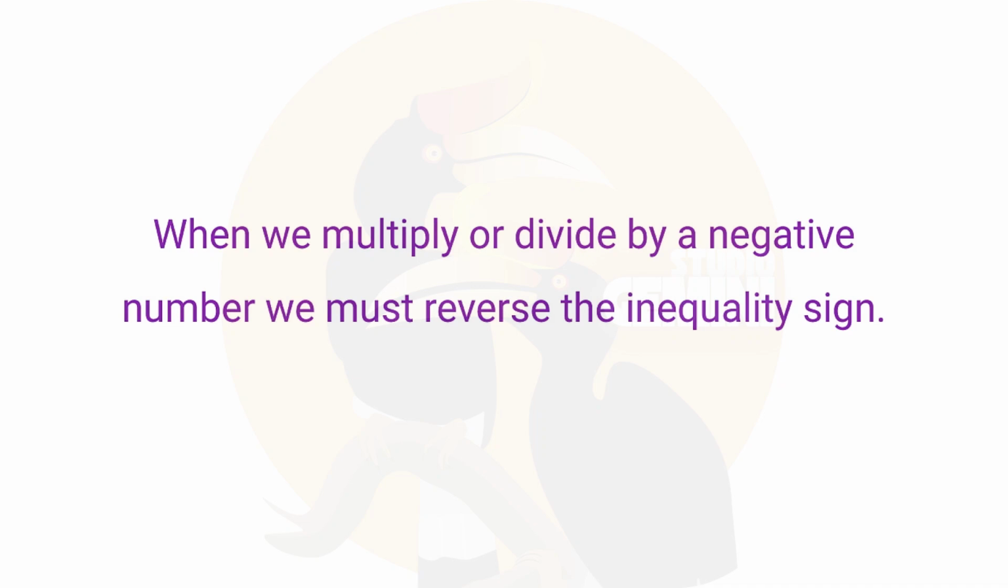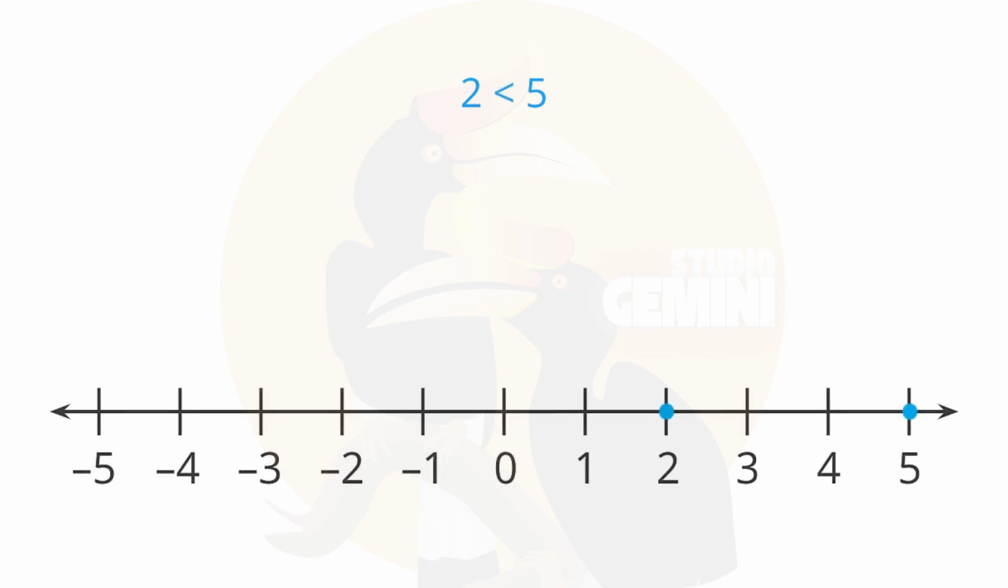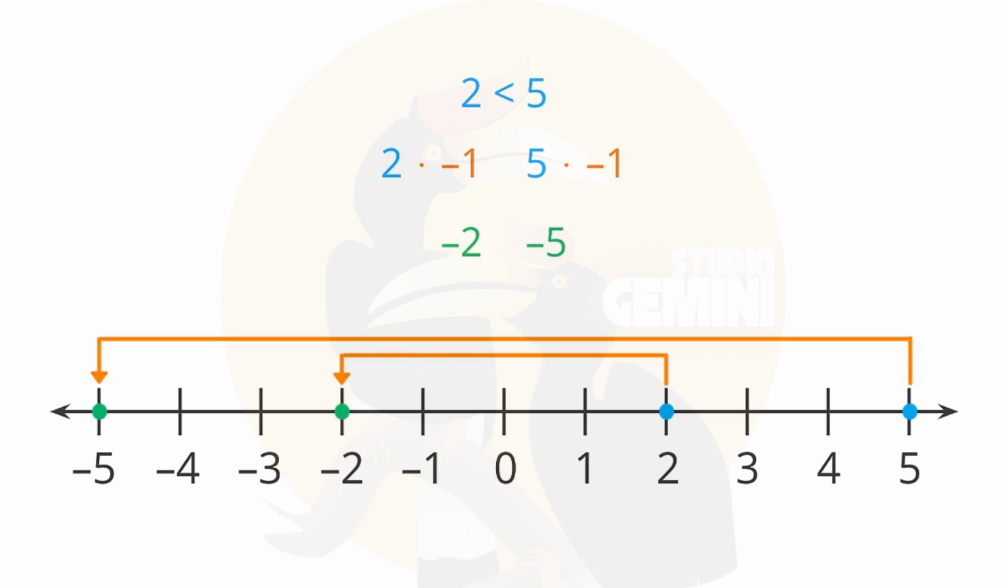Let's compare the numbers 2 and 5. 2 is less than 5, so we would write the inequality with a less than symbol. What if we multiplied both sides of this inequality by negative 1? Then 2 would become negative 2, and 5 would become negative 5. Now, is negative 2 less than or greater than negative 5?